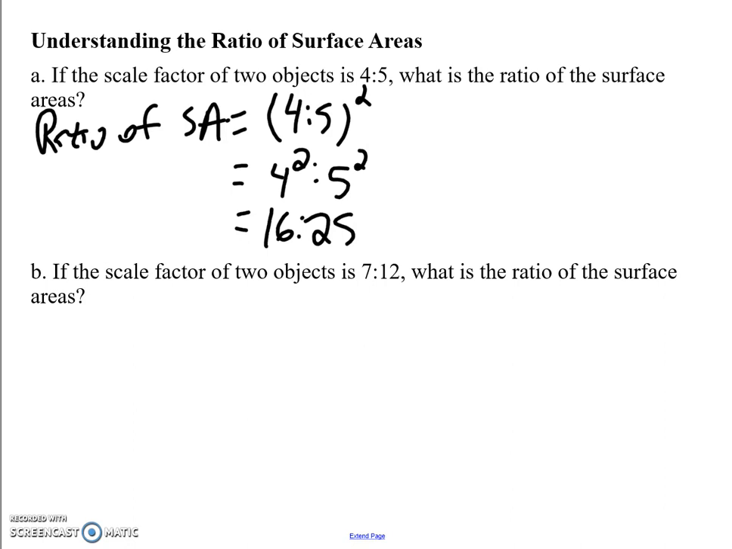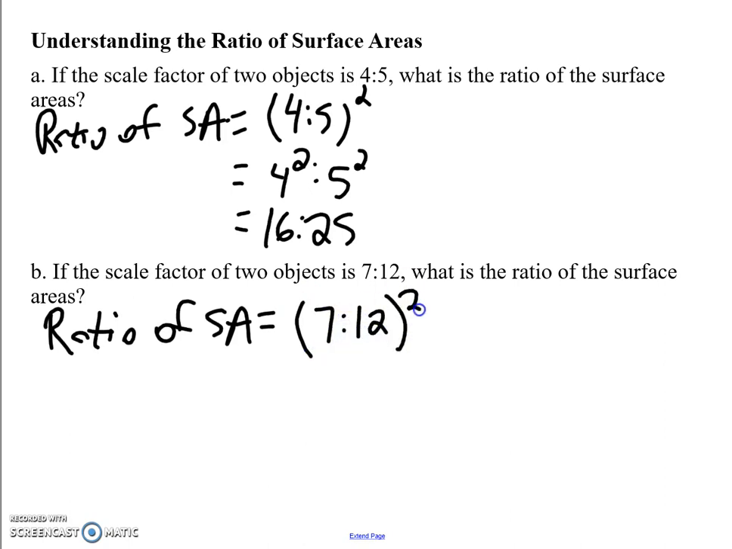Now when I do it to 7/12, I follow the same idea. So the ratio of my surface area would equal the ratio of the 7/12 squared. So that's 7 squared to 12 squared, which would be a 49 to 144 ratio of the surface areas.